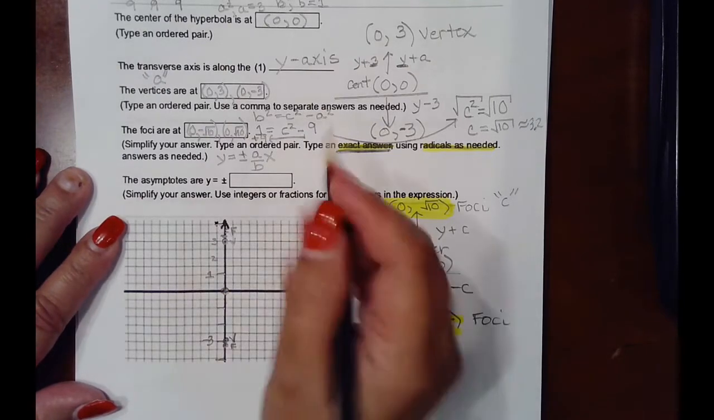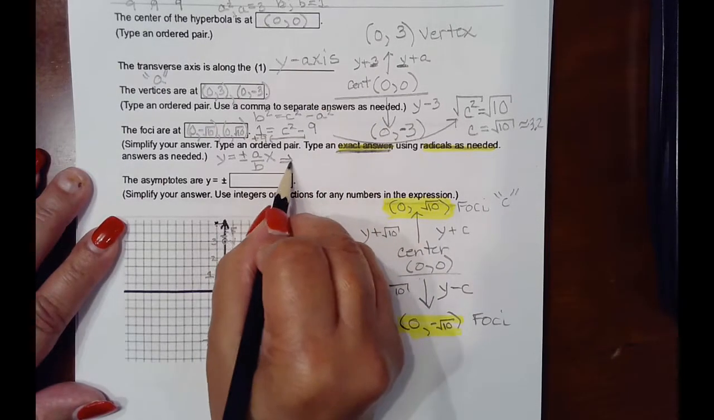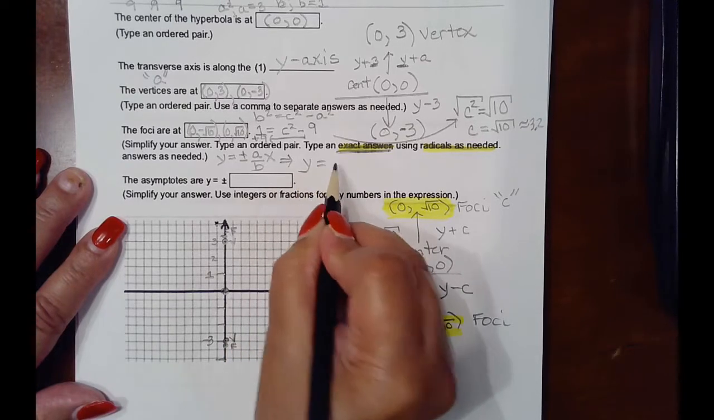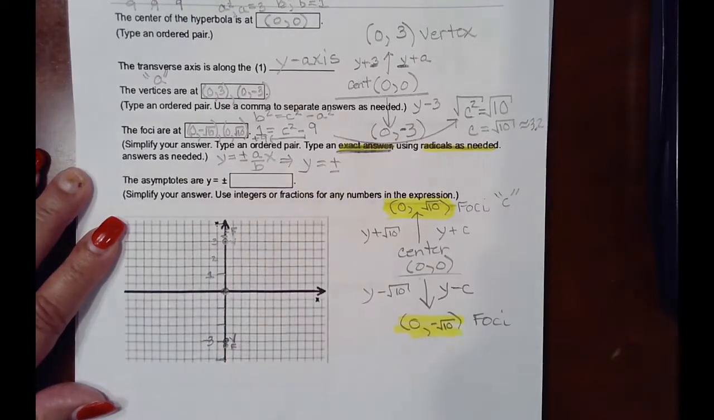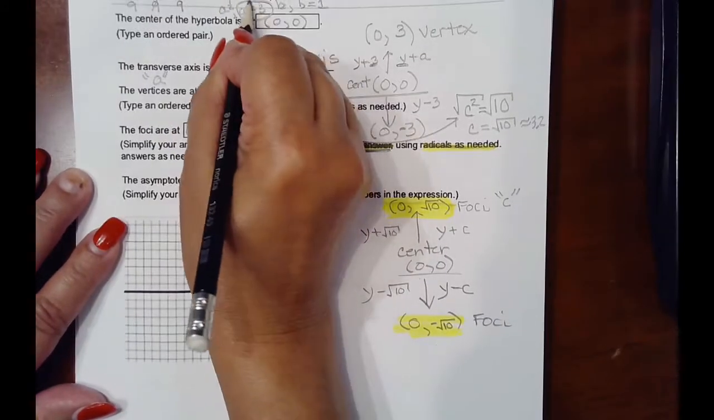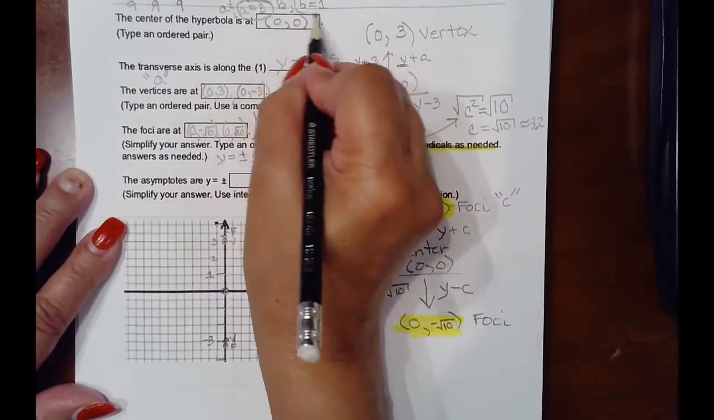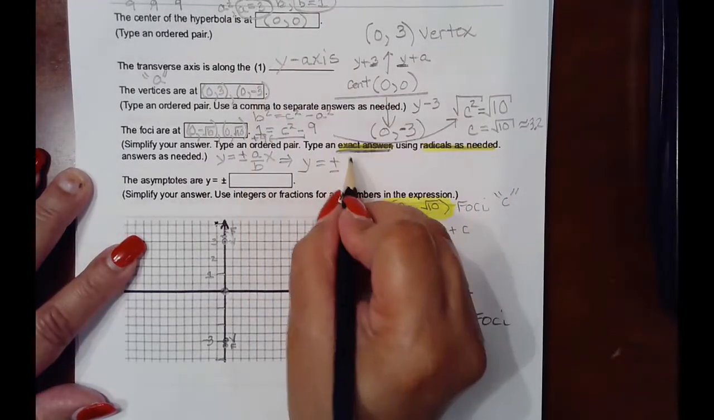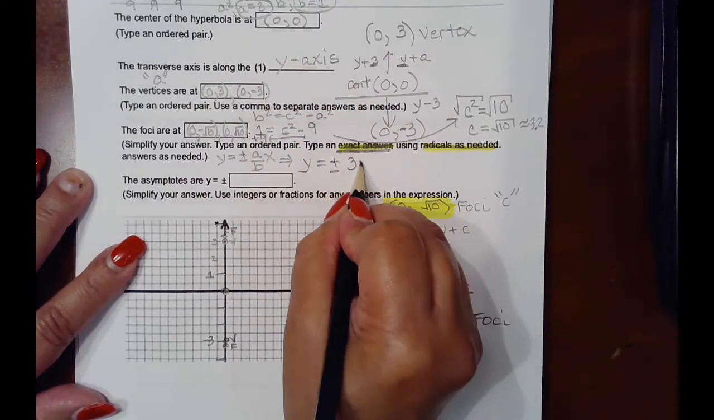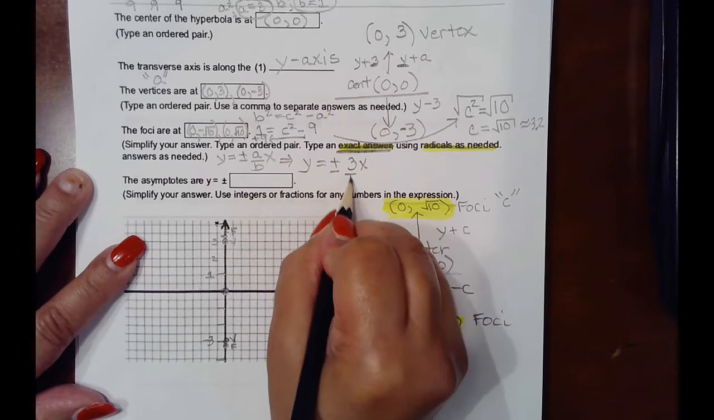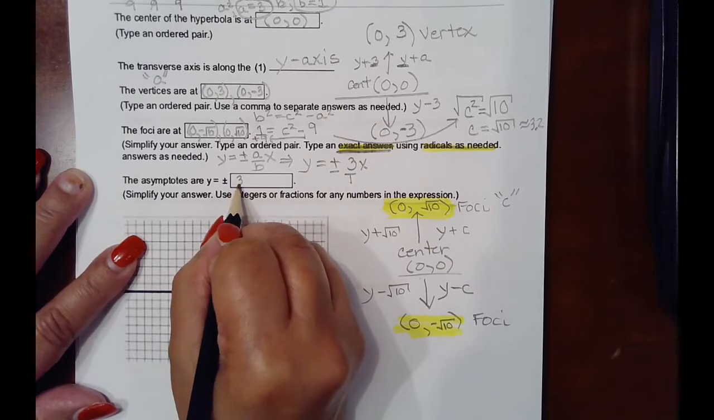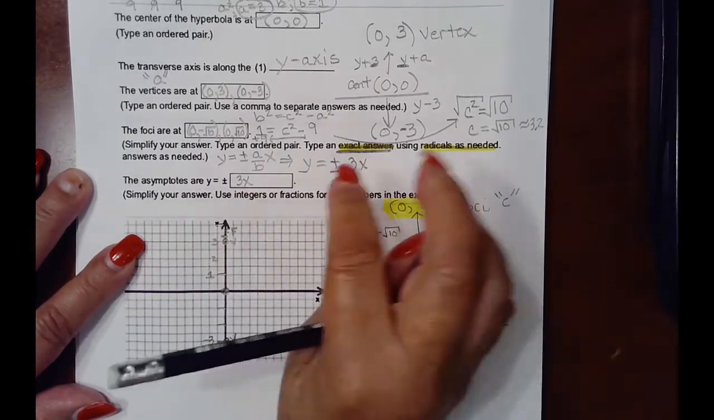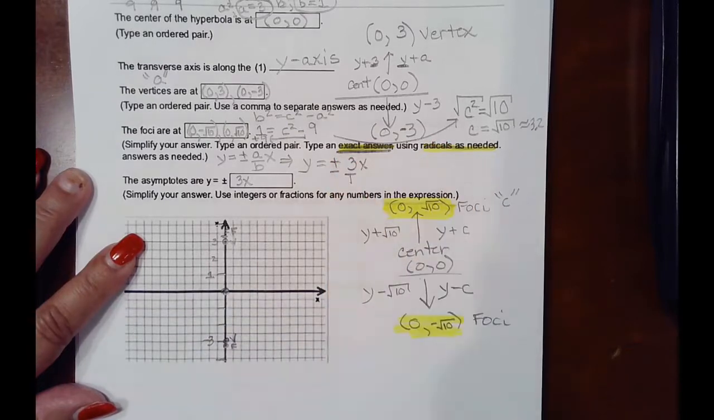Using those actual values, we would have y is equal to plus or minus. Our A value in this particular problem is 3, and our B is 1. So it would just be 3 over 1 times x, which I'll put here, but I'll put it in its more simplified form here, just so you understand that that's the A, that's the B.